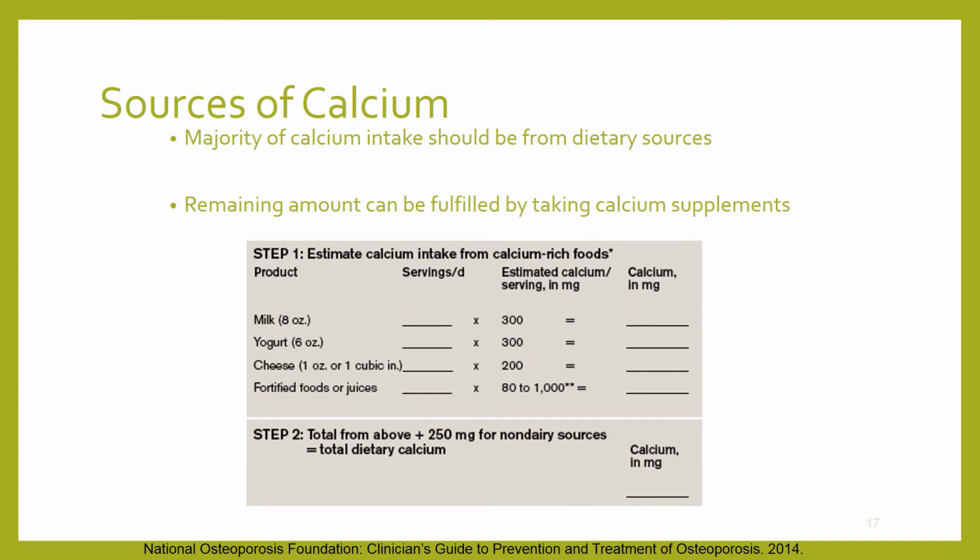You'll see that milk and yogurt have 300 milligrams per serving of calcium. Cheese has 200 milligrams per serving, and fortified foods or juices can really range anywhere from 80 to 1,000 milligrams of calcium per serving. What you then do is add up all of the patient's dietary intake throughout the day in order to get the total dietary intake per day, and then you can subtract that from their total daily needs in order to figure out how much supplementation that they will need.